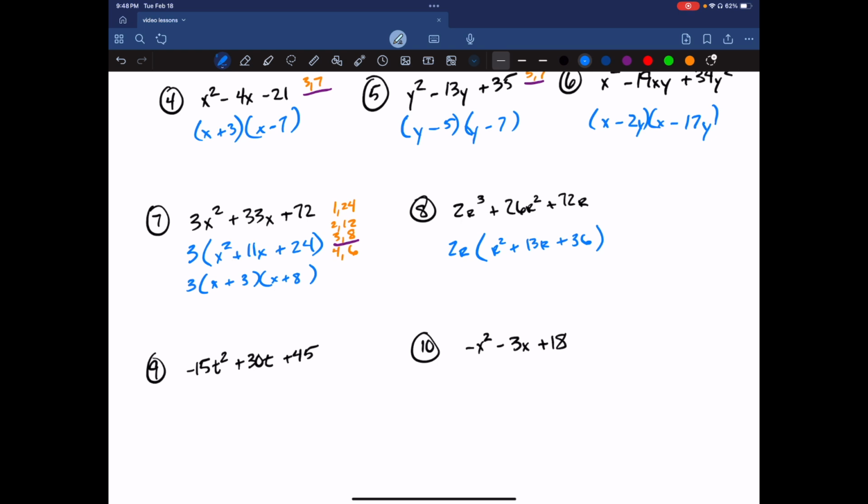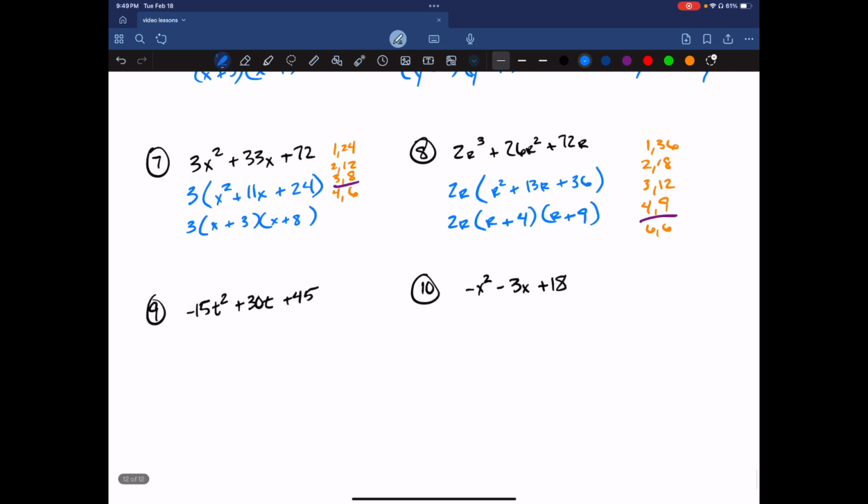Okay. So again, just like the 3 on number 7, the 2r is outside, and it's just going to hang out there. It's going to be 2r, parentheses, r, r, plus, plus. All right, we got 1 and 36, 2 and 18, 3 and 12, 4 and 9, 6 and 6, and there's our winner, 4 and 9. And again, the signs are the same, so it doesn't matter.